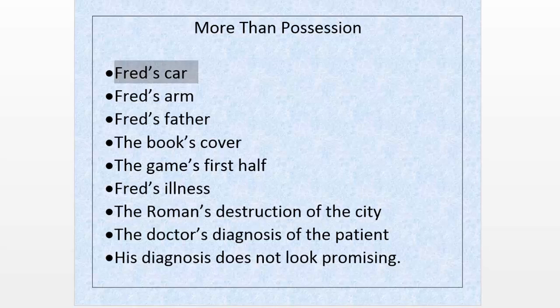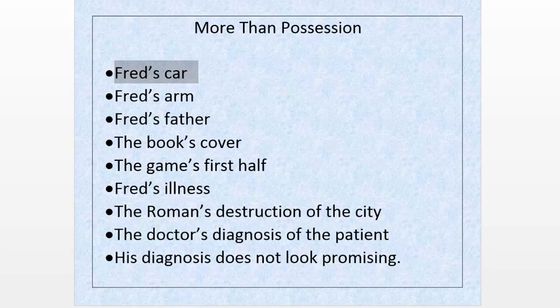With other cases, it's hard to talk about possession in the same way. So you have Fred's arm, well, that's a part of his body. Fred's father, he doesn't own his father. The book's cover, that's a part of the book, but not really something that the book owns. The game's first half, that's a portion of the game. Fred's illness, he doesn't own the illness, it's something he's experiencing.